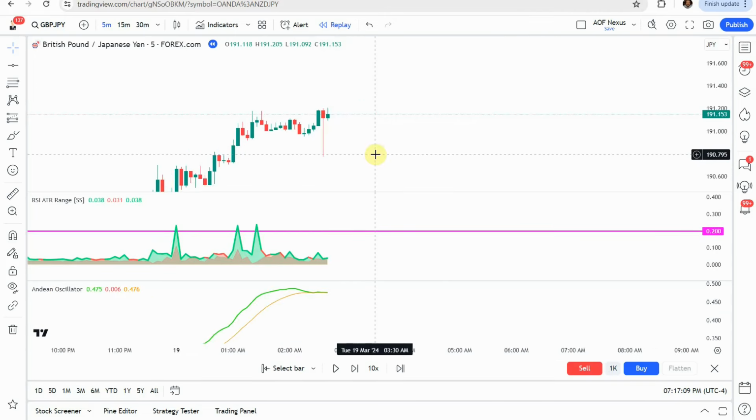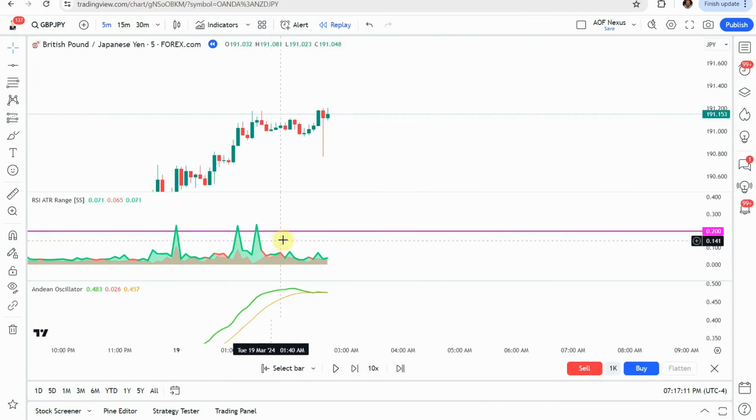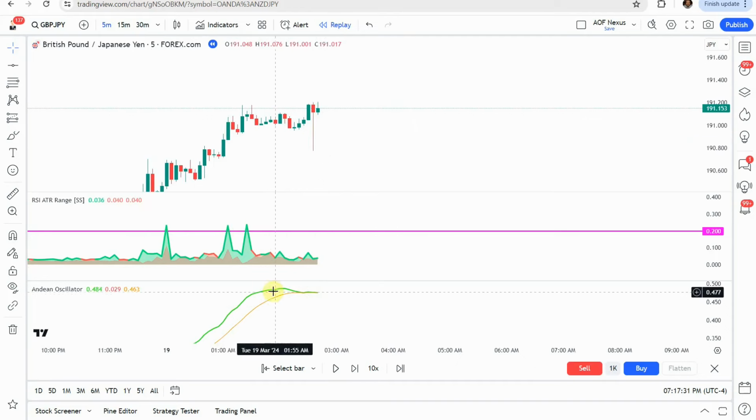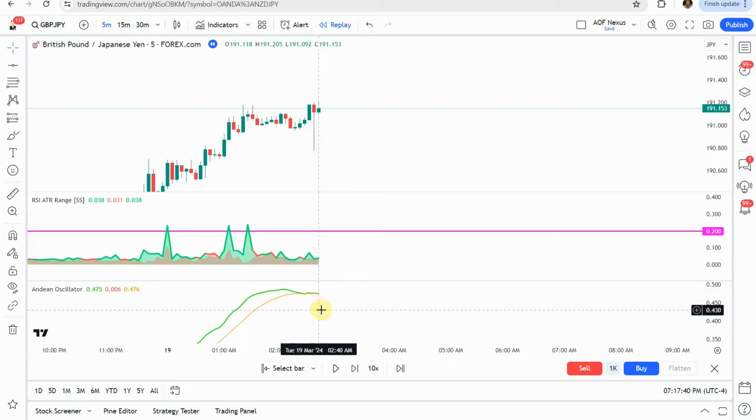And for a short trade, what we're looking for again is the spike from the RSI ATR indicator above the purple line that we've set right here. When we get that spike above, we are then going to look down to the Andean oscillator, and we want to wait until it starts showing a sign of weakness in the uptrend. In this case, again, we're looking for a short, so we're looking for a reversal to the downside from this uptrend. And so just like before, we get the spike right here and the Andean oscillator line right here.